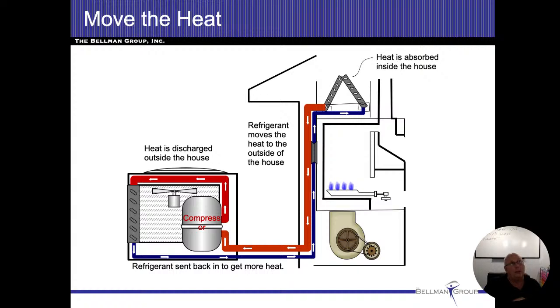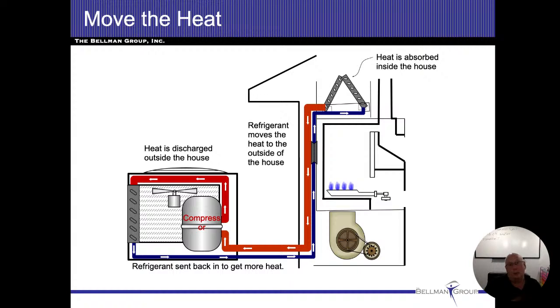When we restrict that liquid and only let a little bit in there, we significantly lower the pressure of that liquid. By lowering the pressure of that liquid, we're also lowering the temperature. So after we compress it, we're somewhere around 150 degrees. After we discharge heat, we're somewhere around 90 to 100 degrees. It's going to be warm to the touch, the liquid line. The liquid line goes through the restrictor. It's going to drop down to somewhere around 20 degrees. Probably not that close, more like 50 degrees.